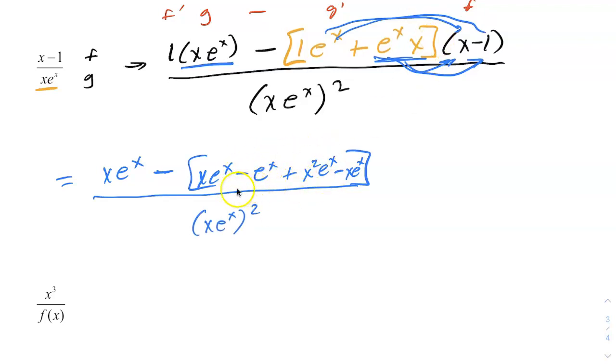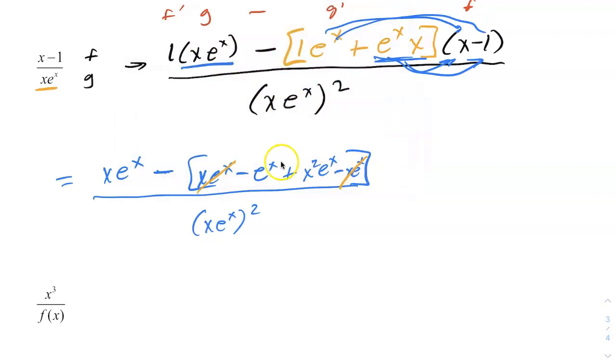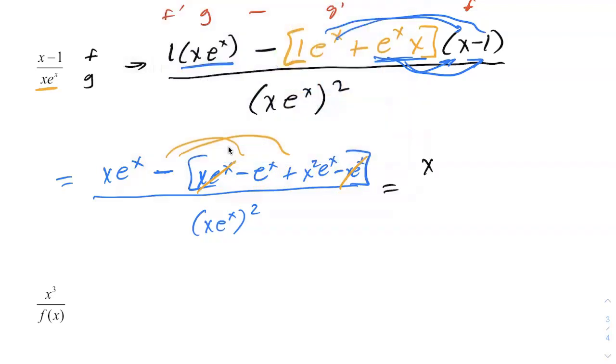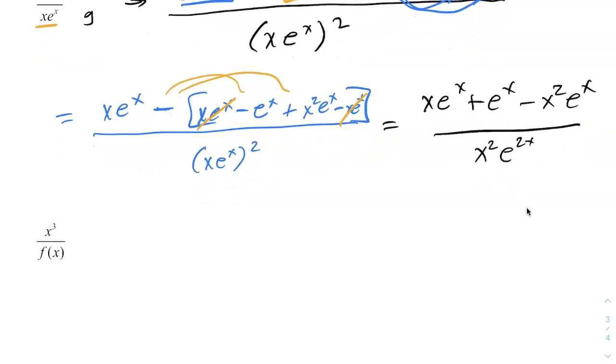Okay, now simplify this inside. I got x e to the x, I got a negative x e to the x, so those cancel. I got e to the x, and I can distribute this negative. So now I get x e to the x plus e to the x minus x squared e to the x, all over x squared e to the 2x. I simplified the bottom a little bit because I figured we were going to be able to simplify this. So, is there anything more I could do?